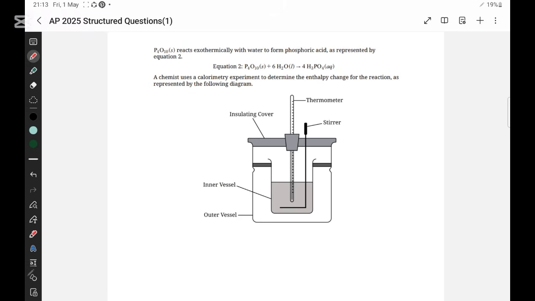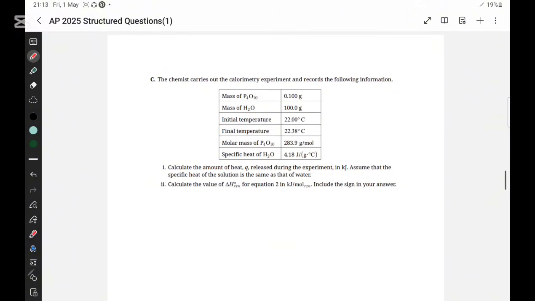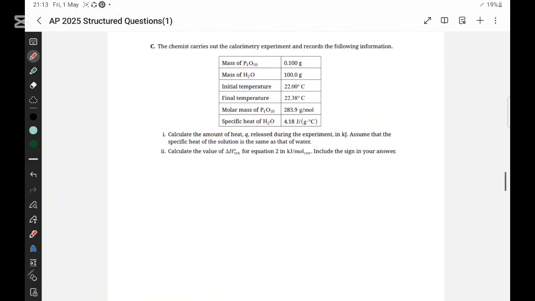For the next question, P4O10 reacts exothermically with water to form phosphoric acid, represented by this equation. A chemist uses a calorimeter experiment to determine the enthalpy change of the reaction, as represented by the following diagram. They have given us the mass of water, initial temperature, final temperature, molar mass of P4O10 and specific heat of water. Calculate the amount of heat Q released during the experiment in kilojoules. Assume that the specific heat of the solution is the same as water.